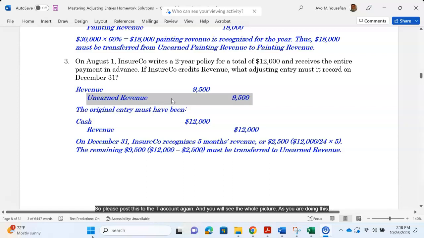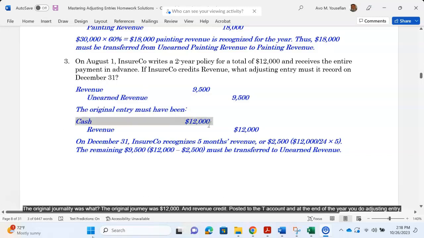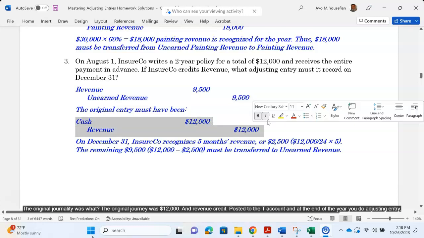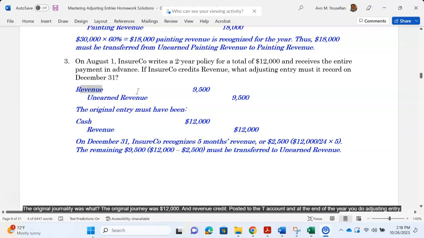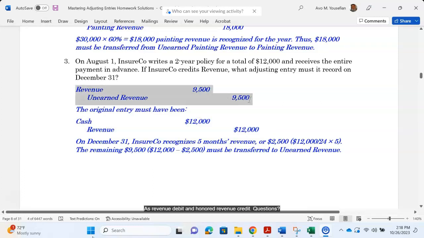So please post this to the T account again, and you will see the whole picture as you are doing this. The original journal entry was what? The original journal entry was $12,000 cash debit and revenue credit. Post it to the T account, and at the end of the year, you do the adjusting entry as revenue debit and unearned revenue credit. Questions?